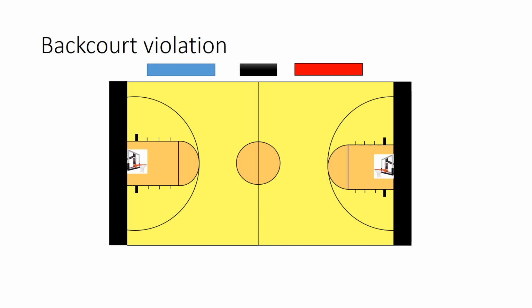Here we have an example of a backcourt violation. Red is again in their front court and is the last to touch the ball in the front court. They then go to the backcourt and are the first to touch it there. This is a backcourt violation, and a throw-in will be awarded to the blue team at the out-of-bounds spot nearest to where the violation occurred.